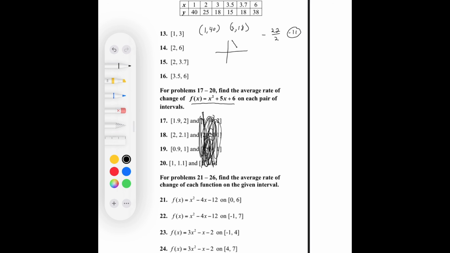Y'all give these a try, 13 through 26, and put these in your notebook under today's bell ringer.